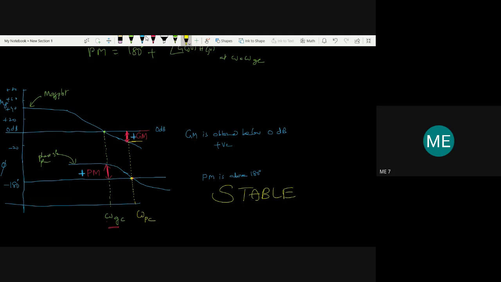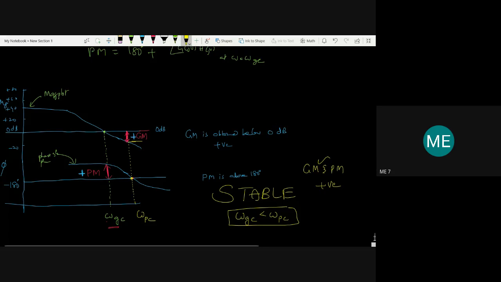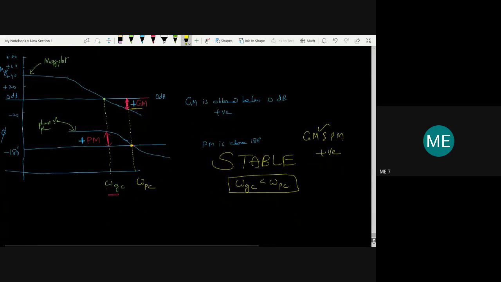When it is stable, if you find the gain margin and phase margin, GM and PM both are positive, then we can say the system is stable, or omega GC is less than omega PC, or omega PC is greater than omega GC, whatever you can say. So this is the condition. Based on this condition, we can say GM and PM both are positive.